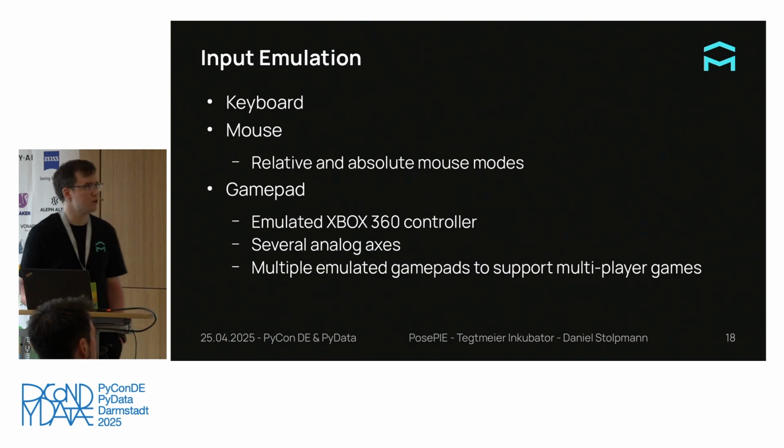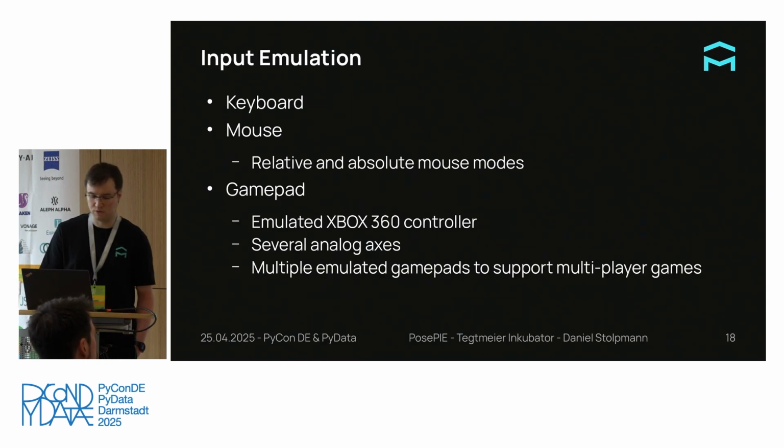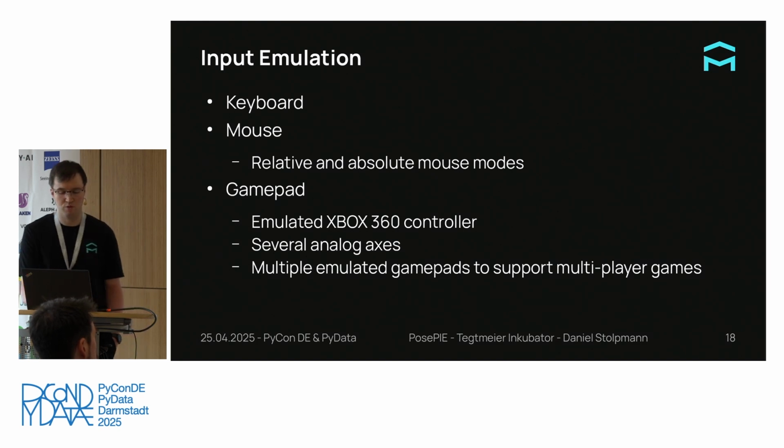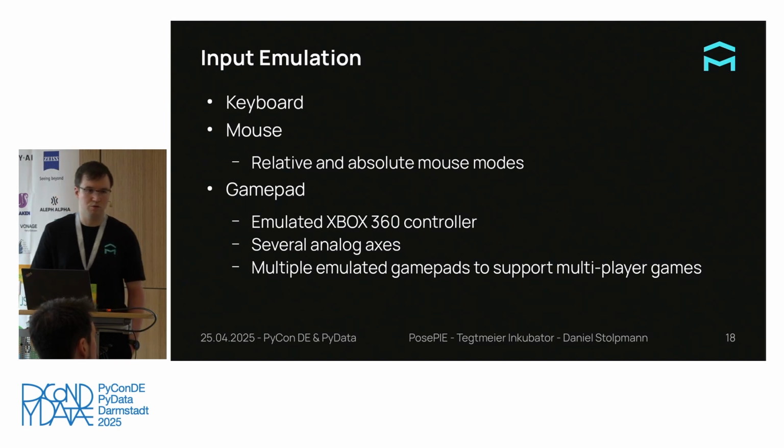For the input emulation, we have keyboard, mouse, and gamepad. Keyboard is just pressing each of the keys on the keyboard. You can either press it or not. For mouse, we have two different modes. We have a relative and an absolute mode. Relative mode is what you have with a normal mouse.